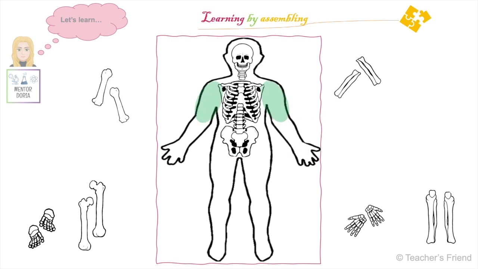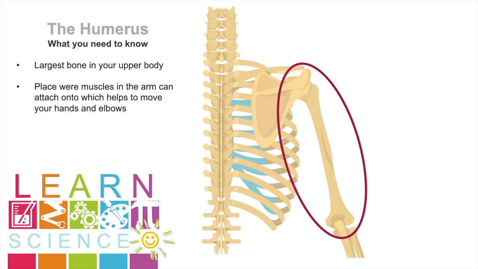This one is quite hard, but which bone do you think goes here, inside the upper part of our arms, close to our shoulders? 3, 2, 1. Well done, it's this bone here, which we call the humerus. The humerus is the largest bone in your upper body. Some of the muscles in your arm attach onto this bone, which helps you to move your hands and elbow.